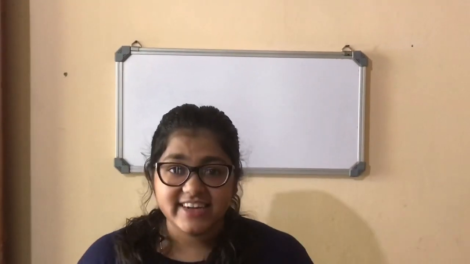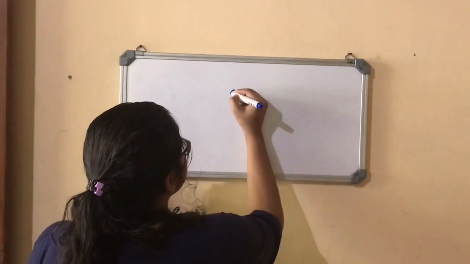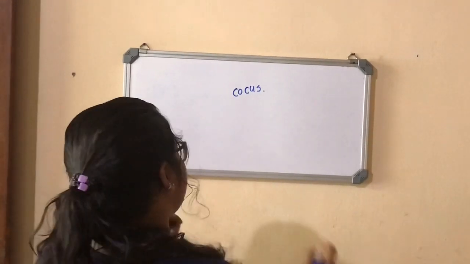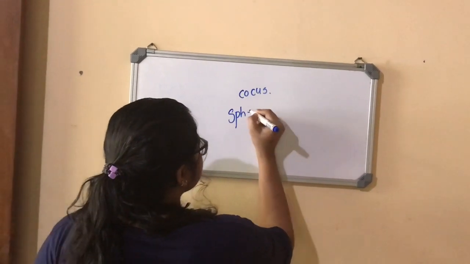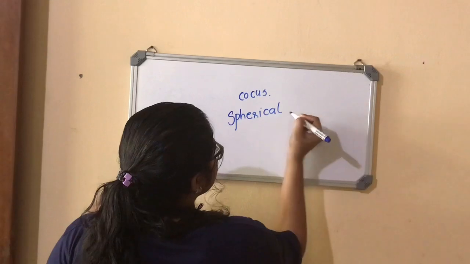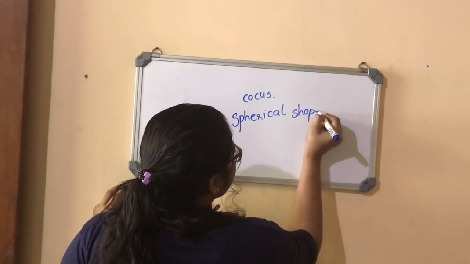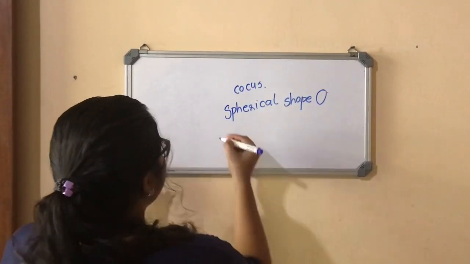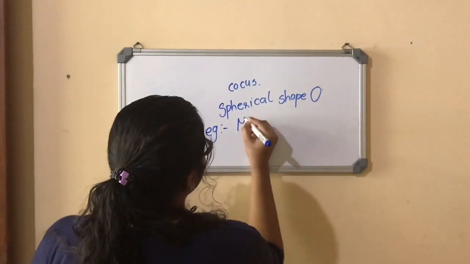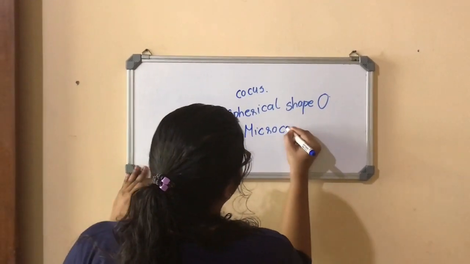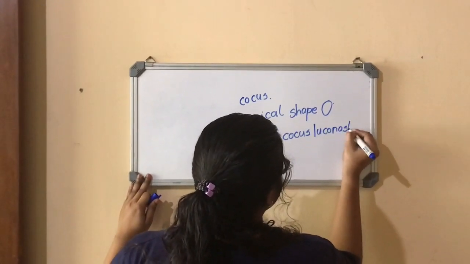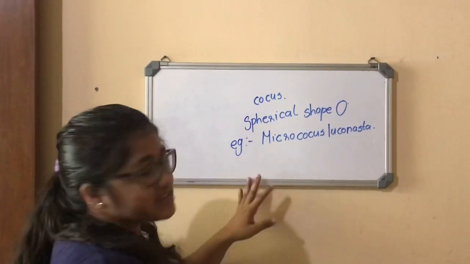I have divided the bacteria into 6 sections. Now let's look into each. So the first one is the coccus. What do you know about coccus? It is a spherical shaped bacteria. And the best example of coccus is Micrococcus leuconostoc. So this is about coccus.